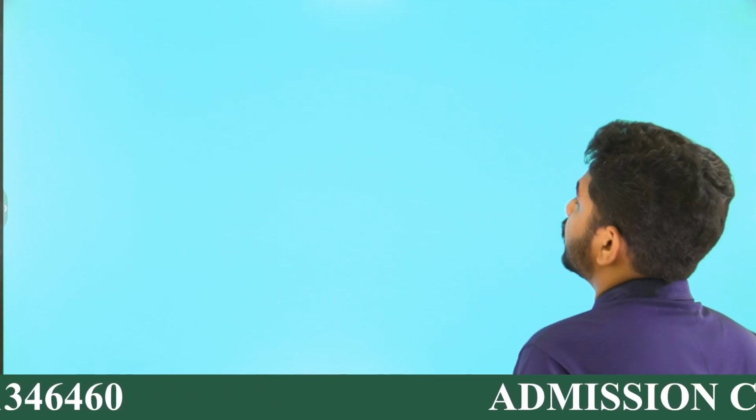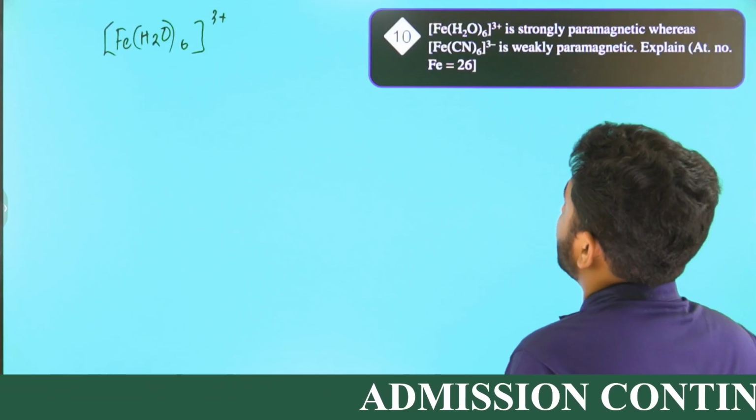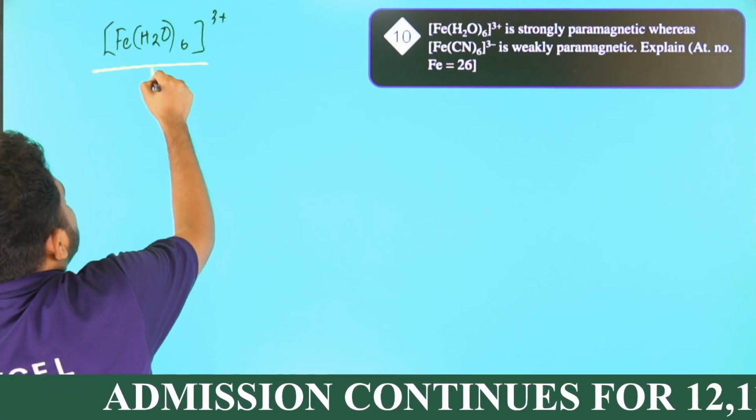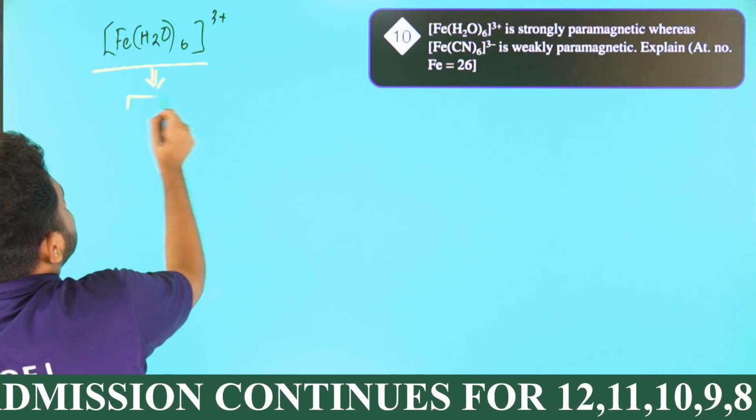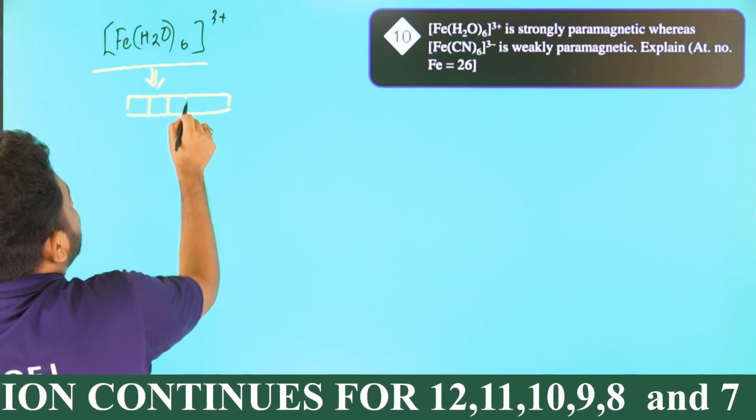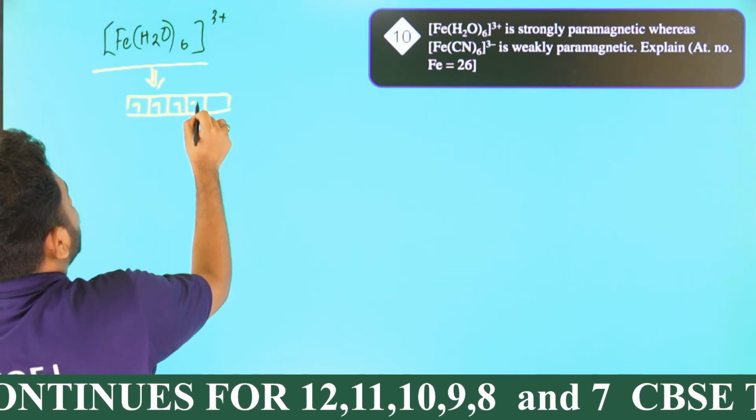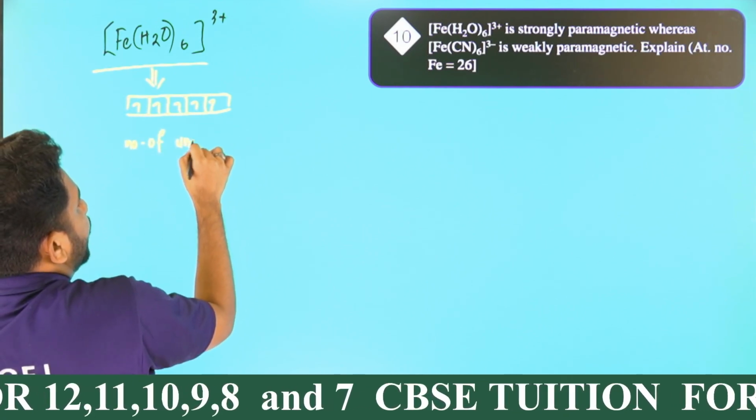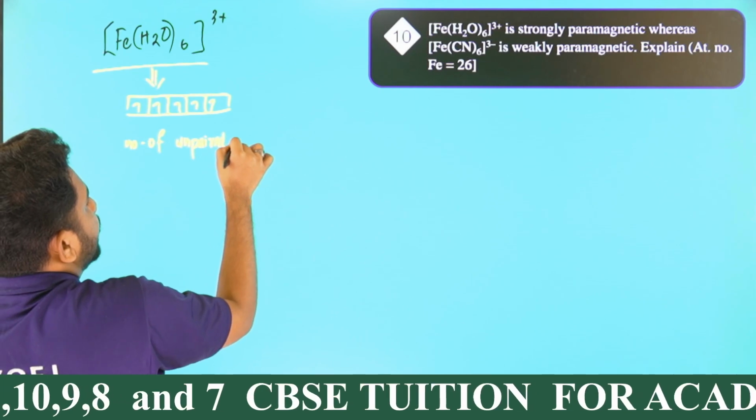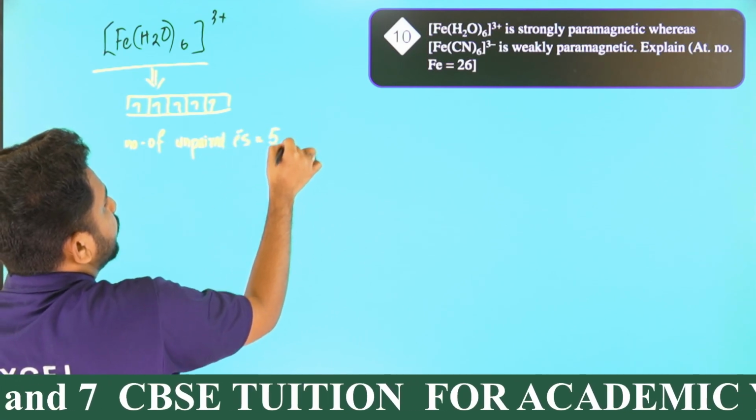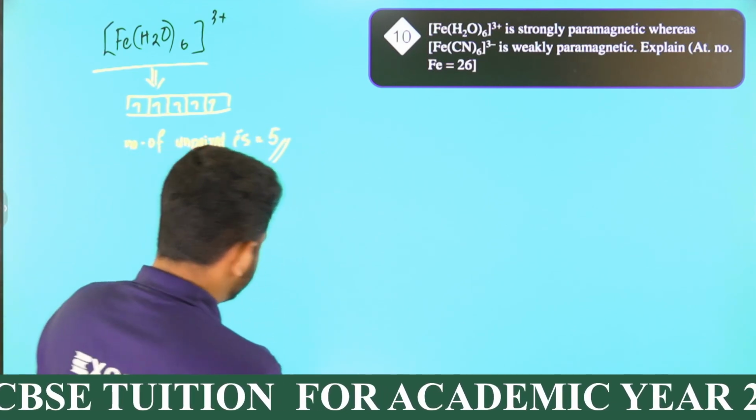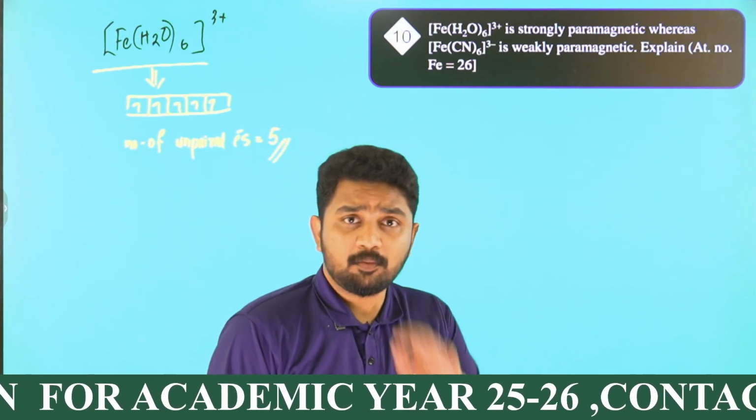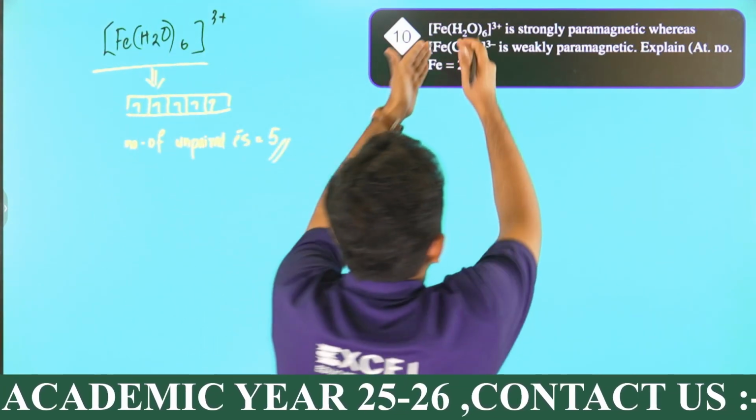You can apply that here also. In this question the same compound is there, and you can say that this compound has how many unpaired electrons? 1, 2, 3, 4, 5. So the number of unpaired electrons is equal to 5. You got it? The number of unpaired electrons is 5 in this compound. What about the next compound?